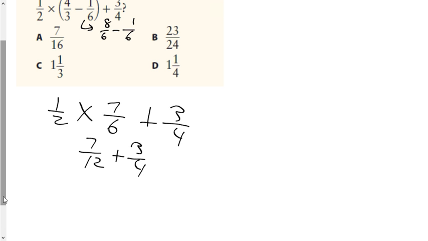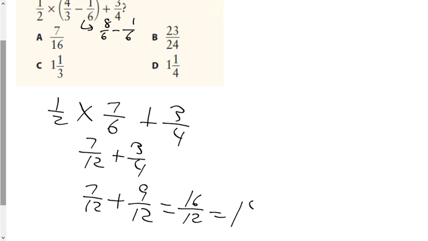And finally, I have addition, which requires a common denominator as well. So 7/12 plus how many twelfths? That'll be 9/12, which equals 16/12, which is 1 and 4/12, which is equal to, in lowest terms, 1 and a third. And your answer is C.